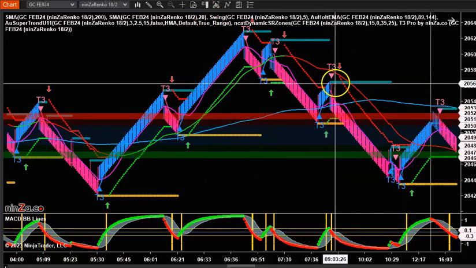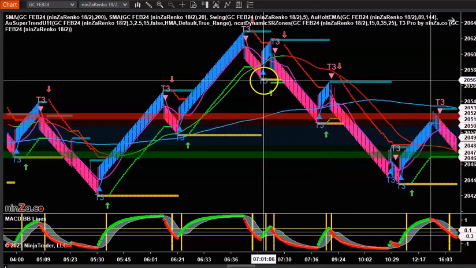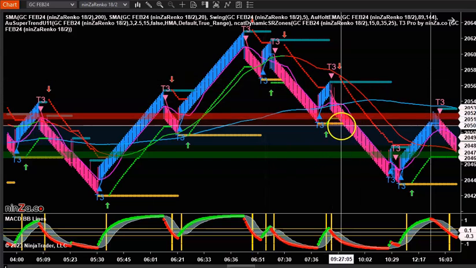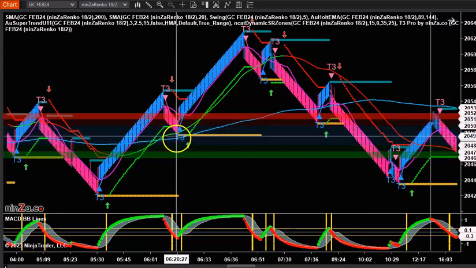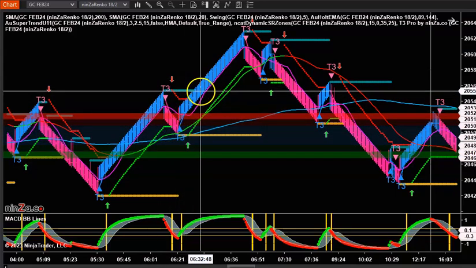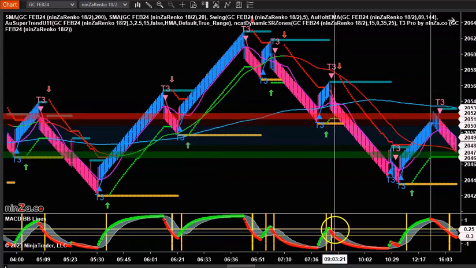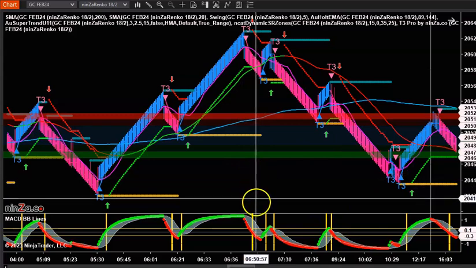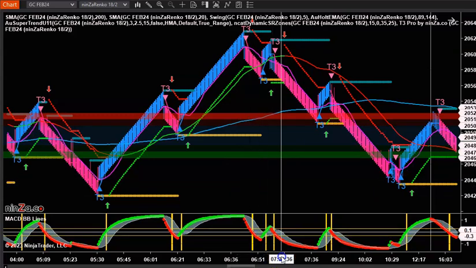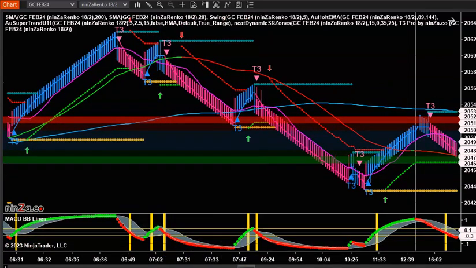Here's a good one here. Yeah, this is about the right size pullback you want. Okay, it came right back to the swing and went again. Another one here, a long trade, re-entry up here. Okay, these are definitely 90-95% winners. Depending on where you enter, you're rarely going to get one that doesn't work.